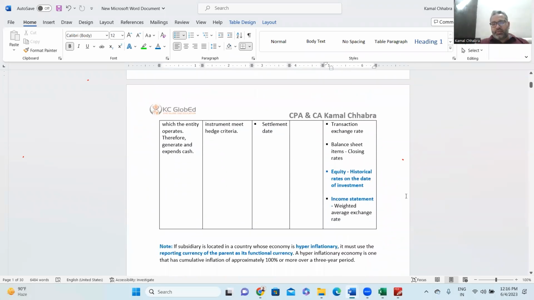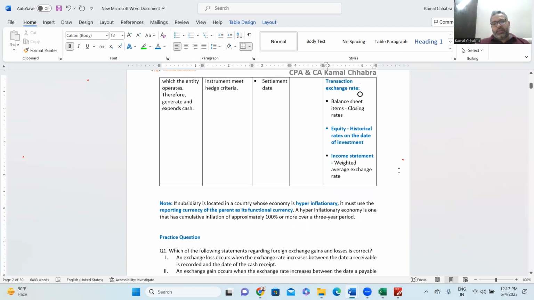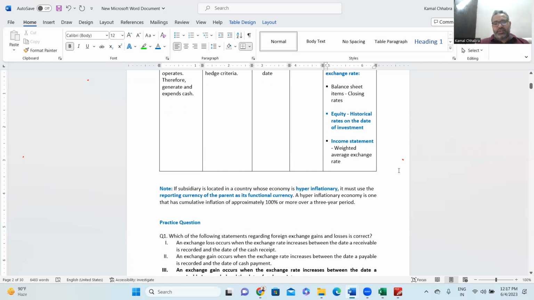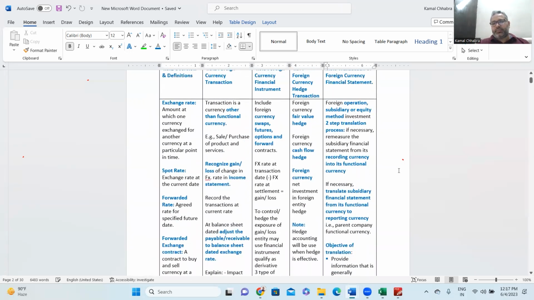Transaction exchange rate, you can see balance sheet item, closing rate, generally you take equity, so transaction exchange rate, which you need to consider. For the balance sheet item, you will consider closing rate. For equity, you will take historic rate. For income statement, you will be taking a weighted average exchange rate. Right? Make sense? Yes, sir.